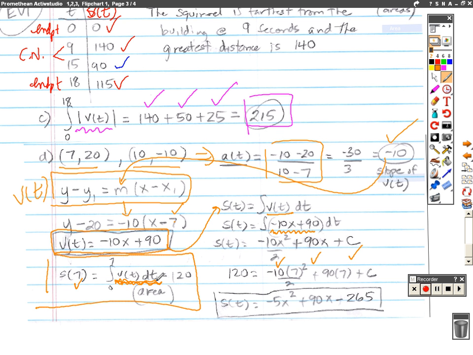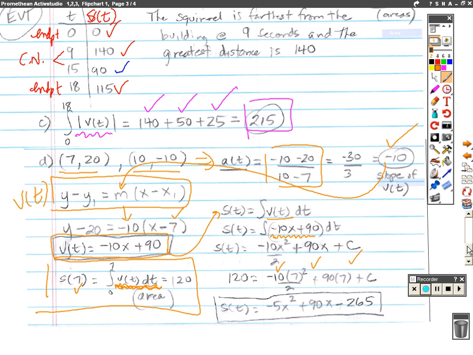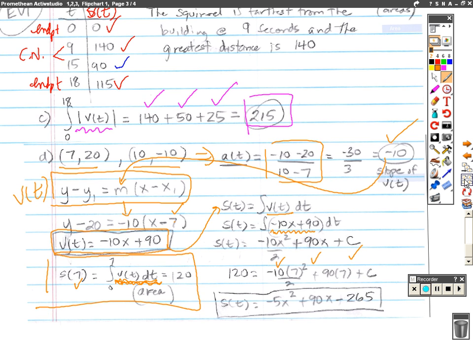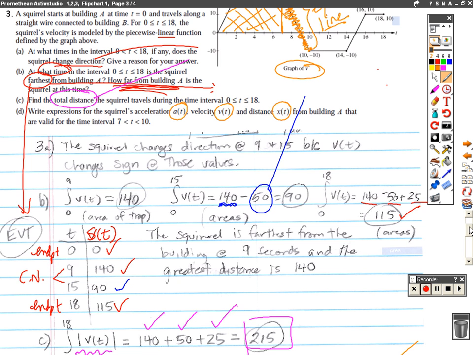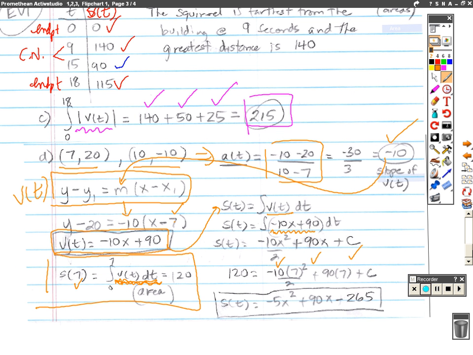from 0 to 7. And so when I find the area from 0 to 7, again, knowing that the squirrel started at 0, I'm simply going to find the area of this region right here. And I can break it into a trapezoid or a triangle and a rectangle, whatever you want to do. And that area is 120. So I put 120 in place of y, I put 7 in place of x, and I solve for c, and c turns out to be 265.